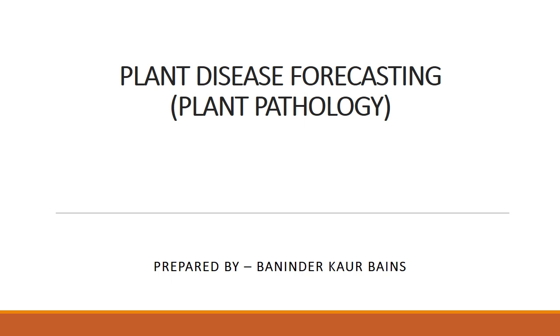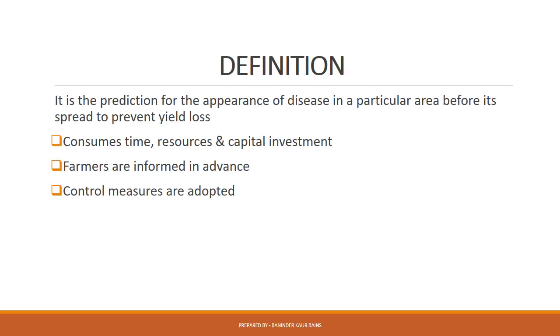In this presentation we will discuss plant disease forecasting, why forecasting is done, why it is important, and what the different factors are using which forecasting is done, and some examples of plant disease forecasting, and also the use of computers in plant disease forecasting. All of these points will be discussed in the coming slides.